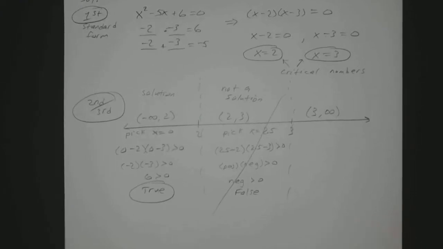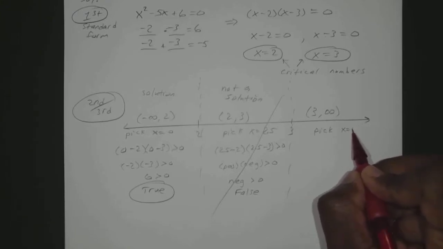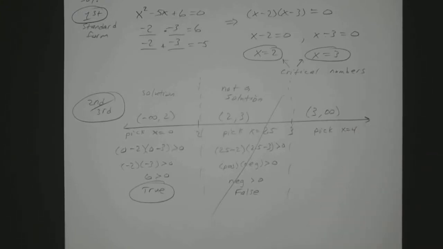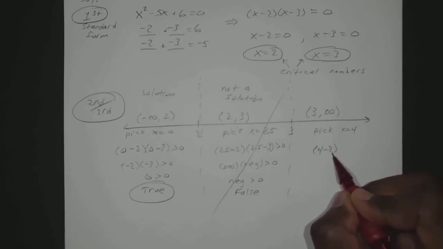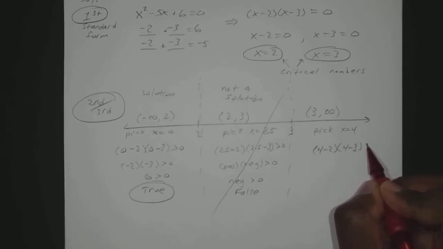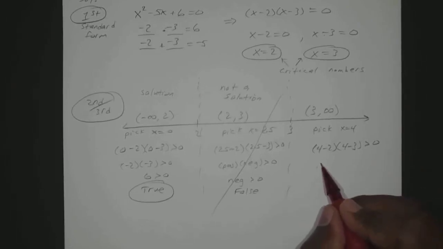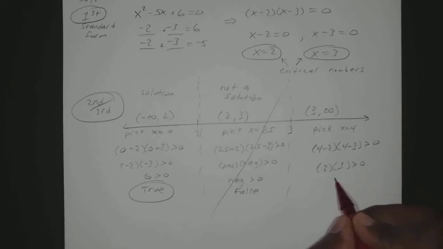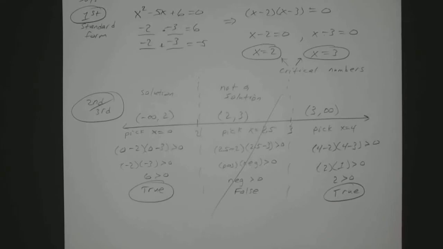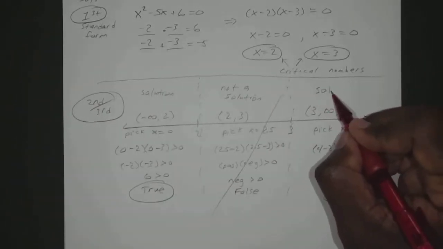Okay, we do the same thing for 3 to infinity, and I'll pick x equals 4. Okay, so that gives us 4 minus 2 times 4 minus 3 is greater than 0, which is 2 times 1 is greater than 0. So 2 is greater than 0 is true. Okay, so we know this, oh, let me separate that. It's part of the solution.